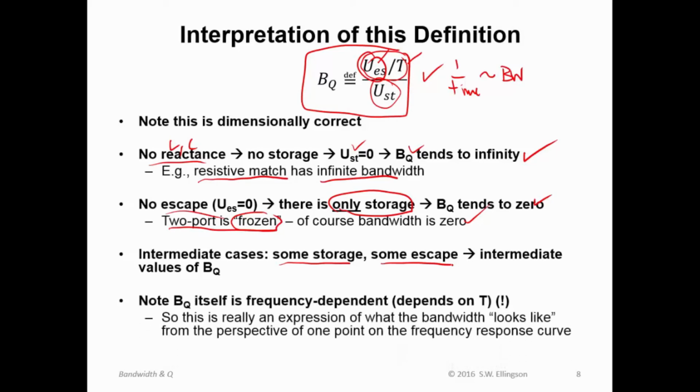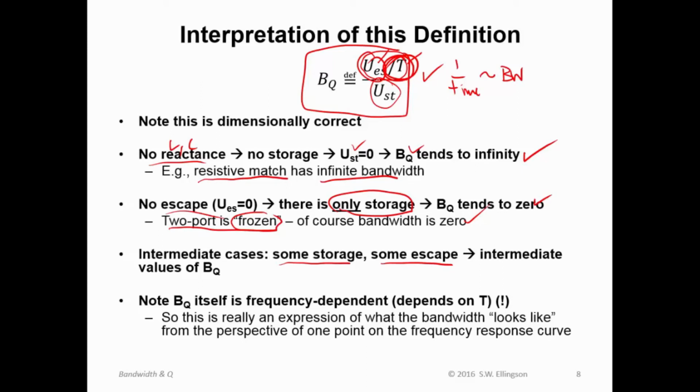Now note that B sub q itself is frequency dependent. It's frequency dependent because the way we defined it includes T. That is, it knows about the frequency of the sinusoid because T is the period of the sinusoid. So this is a little bit weird. This is a definition of bandwidth which itself depends on frequency.